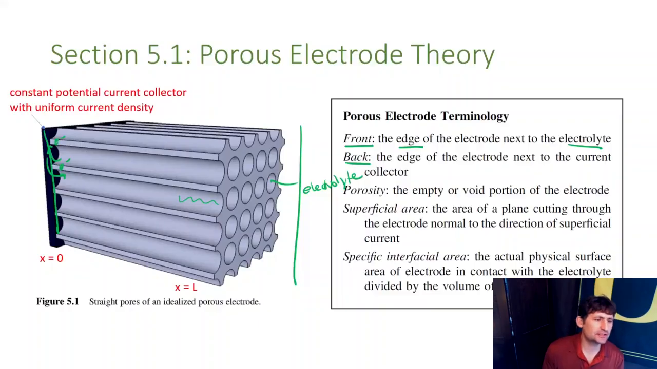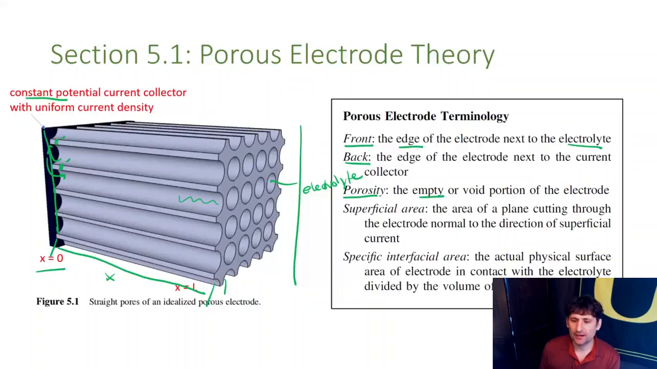We're going to assume that this current collector has a constant potential. What that means is that it is a very good electrical conductor, so it can move charges with zero potential drop relative to the size of the potential drops that will develop inside our electrode. So that's an assumption. We're going to define the back surface as x equals 0 and the front surface as x equals L. We're going to be talking largely about one-dimensional models, where position x goes from x equals 0 to L. Inside this electrode, the reaction rates are going to vary with position due to transport and kinetic phenomena. Porosity is defined as the empty or void portion of the electrode.